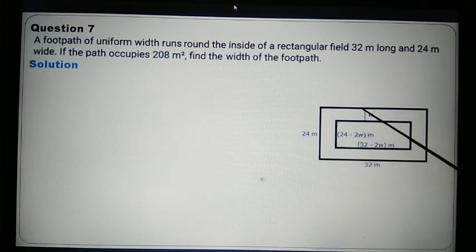Okay, and here I am going to consider the width to be W. You can consider X also, that's your choice. Here I am taking the width to be W. So let's see what happens.